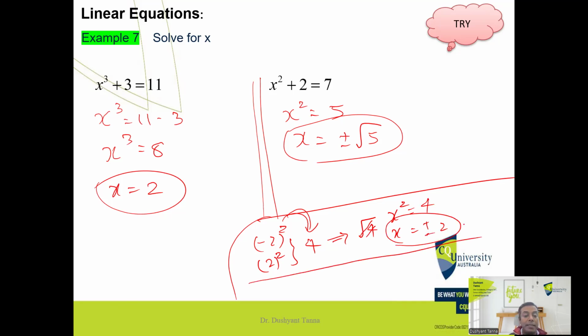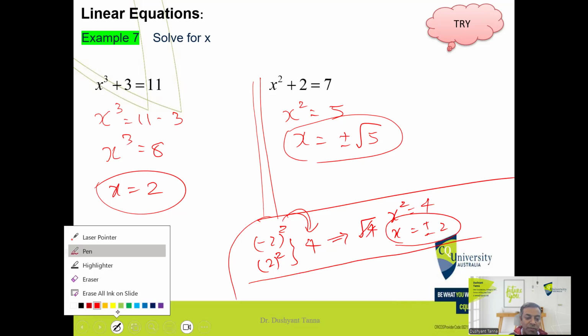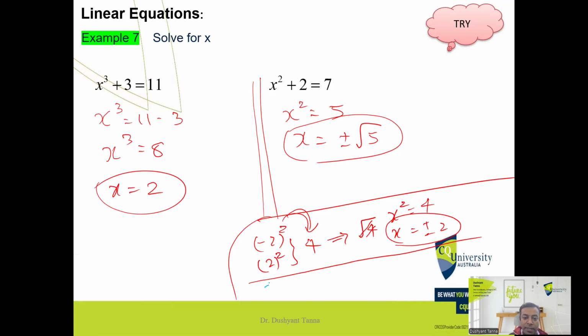But when you look at the power 3, similarly, you can talk about powers 4 and 5 and others. I'm not talking about everything. 2 to the power 3 is 8. Minus 2 to the power 3 is minus 8. So they are different, right? And therefore, the cube root of 8 is only 2, not minus 2.